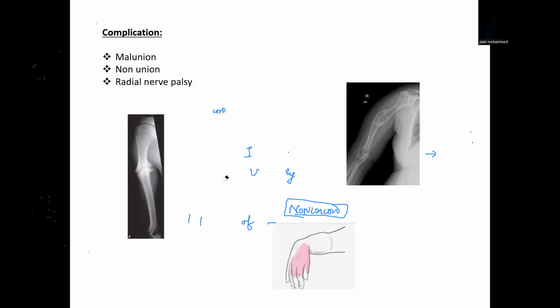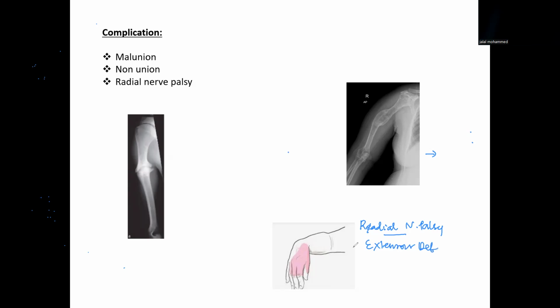Then the last complication, as I told you, is entrapment of the radial nerve, either in the radial groove or in the Holstein-Lewis injury; the patient will have radial nerve palsy. We'll read more about radial nerve palsy later. In radial nerve palsy there is an extensor deficit, along with involvement of this area, loss of sensation, a sensory deficit. So this is all you need to know about humerus fracture. There are many more things, but they're beyond your requirements.